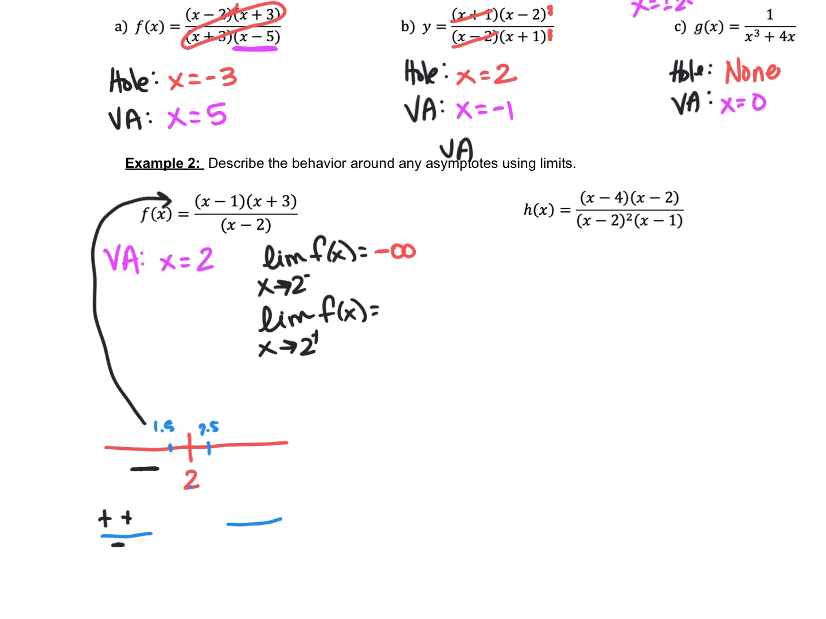Now, let's choose 2.5. Let's repeat that process. Let's take 2.5 and plug it in for every parenthesis and look at our signs, okay? 2.5 minus 1 would be a positive.